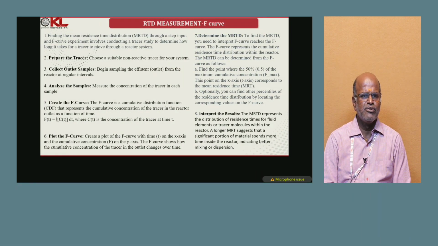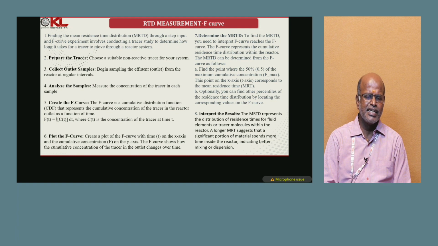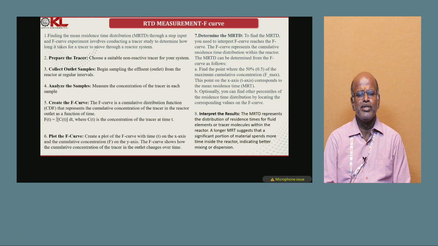Let me go through the F curve first for your better understanding. Prepare the tracer first, collect the outlet sample, that is, begin sampling the outlet, and analyze the sample. The F curve is a cumulative distribution function, so plot the F curve. Determine the MRTD, that is, the curve that can be used for finding the residence time distribution, and interpret the results. All these things we will understand clearly during your lab session, where you will do this experiment, take the readings, tabulate them, draw the graph, and find the curve. Based on the curve, you will get the residence time distribution of that particular reactor.